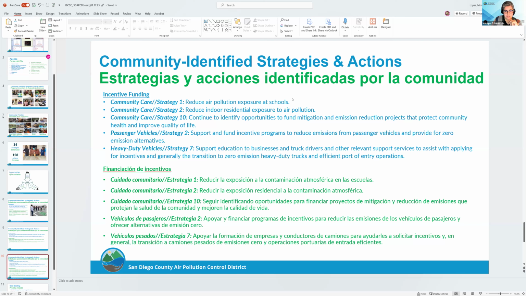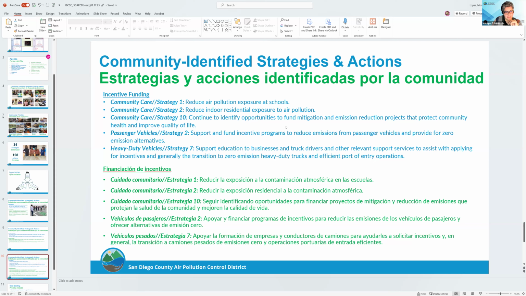Reduce indoor residential exposure to air pollution. So this would be a similar program to what's happening at Portside in terms of providing air purifiers for the home, particularly for folks who are near these air pollution sites and are sensitive to these pollutants, to help clean the air indoors. So there's an opportunity there, using some incentive funding or AB 617 incentive funding that APCD receives.